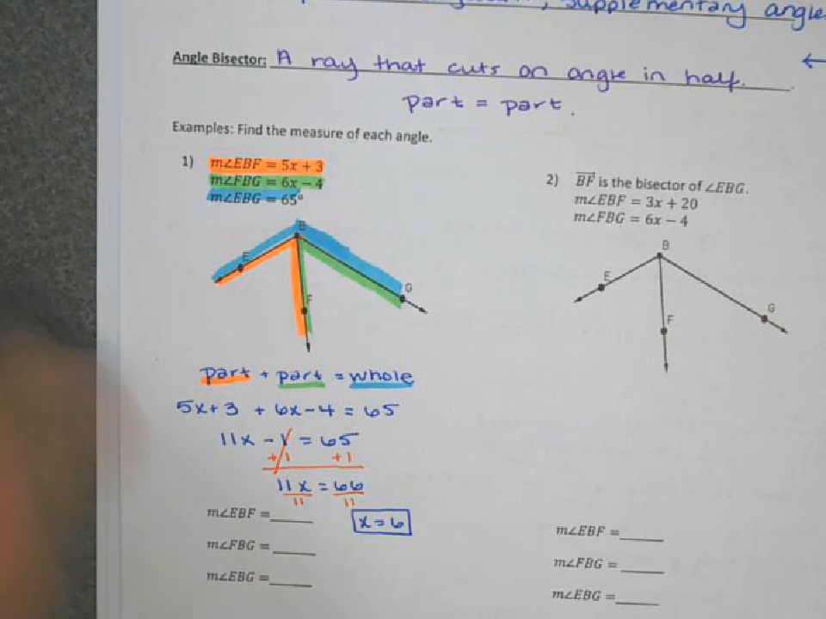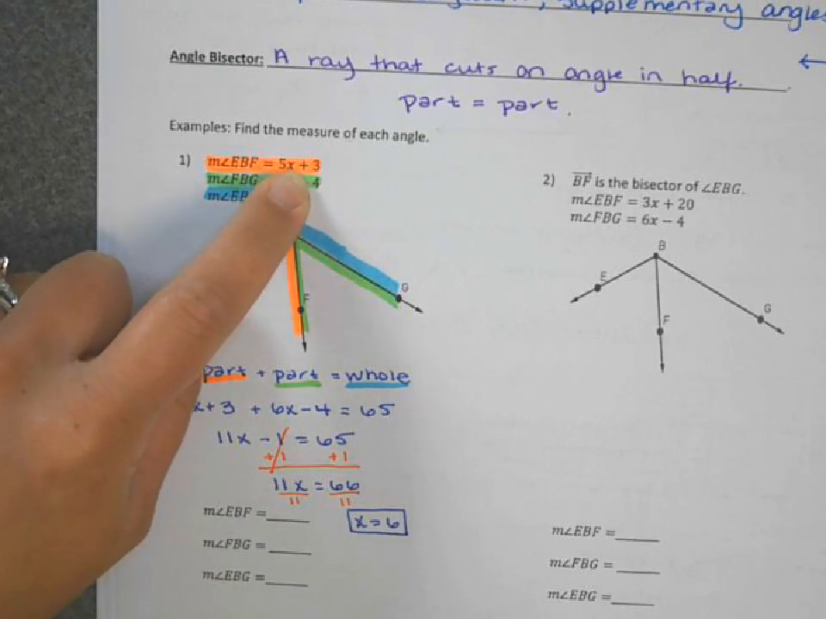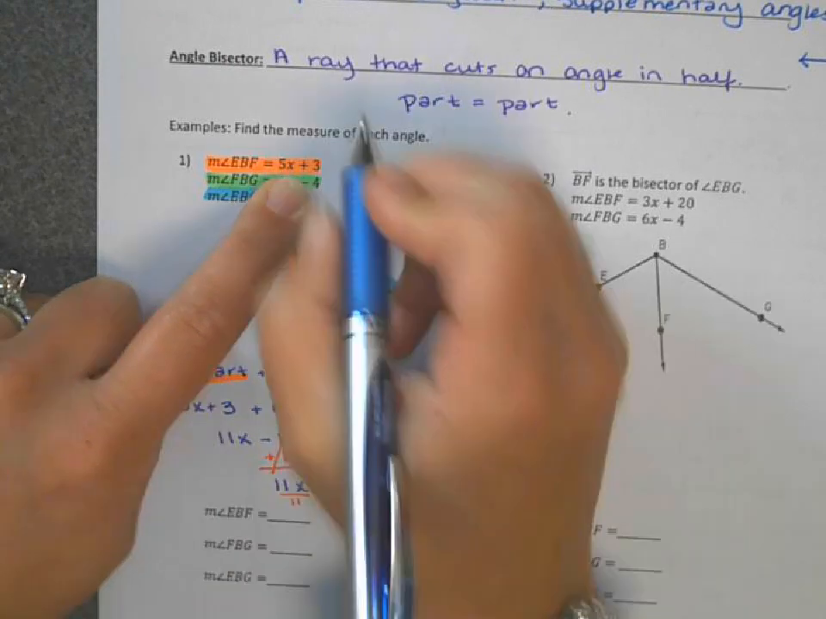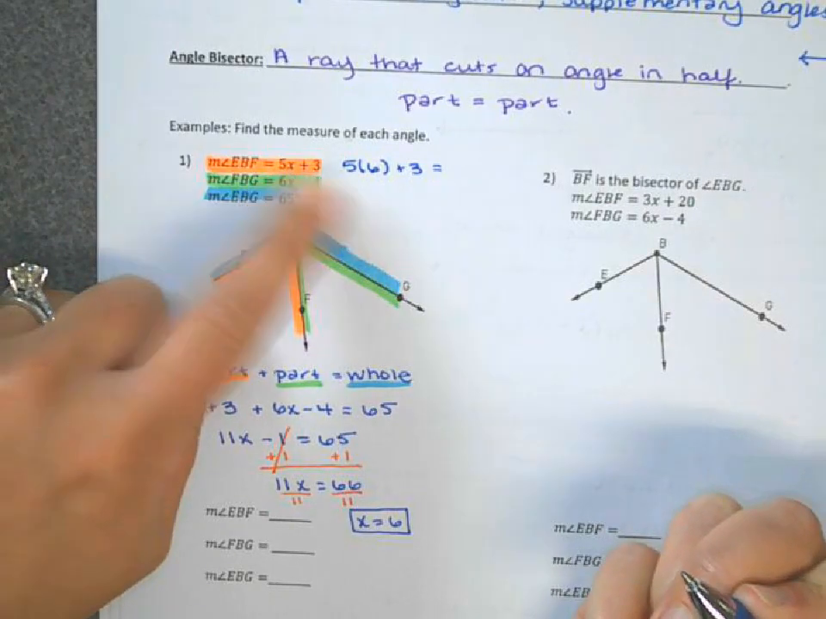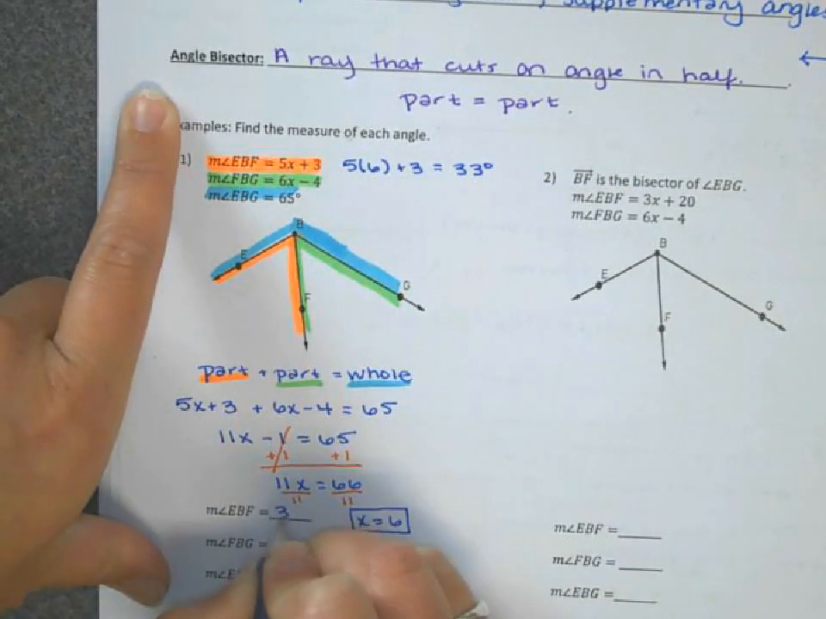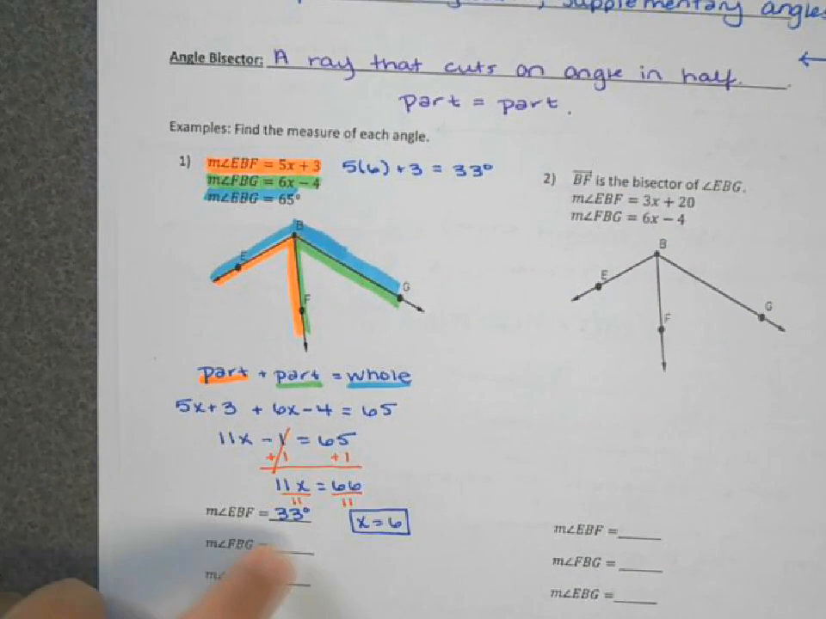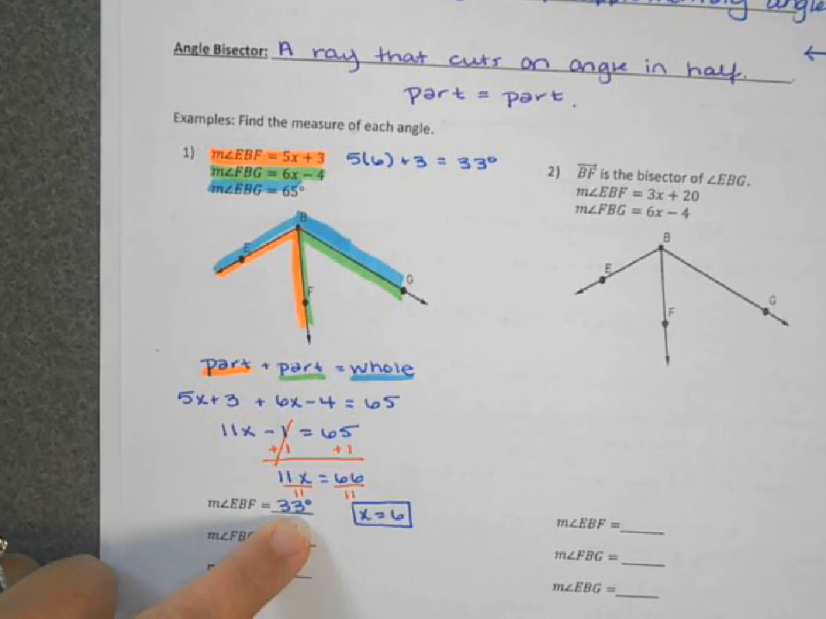And then we have to go back and say, okay, the measure of angle EBF is represented by 5x plus 3. So I need to actually plug 6 into that. 5 times 6 plus 3 is 30, plus 3 more is 33. So I can mark it down here that the measure of angle EBF is 33 degrees. Since I'm talking about the measure of an angle, I have to put the degree symbol. Otherwise, I'm actually giving it in radians, which we're not going to get into this year, but it's a different unit. So for degrees, you have to put your degree symbol.